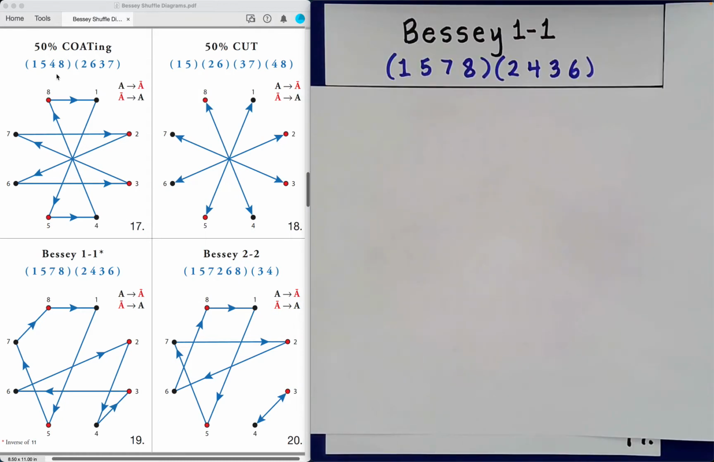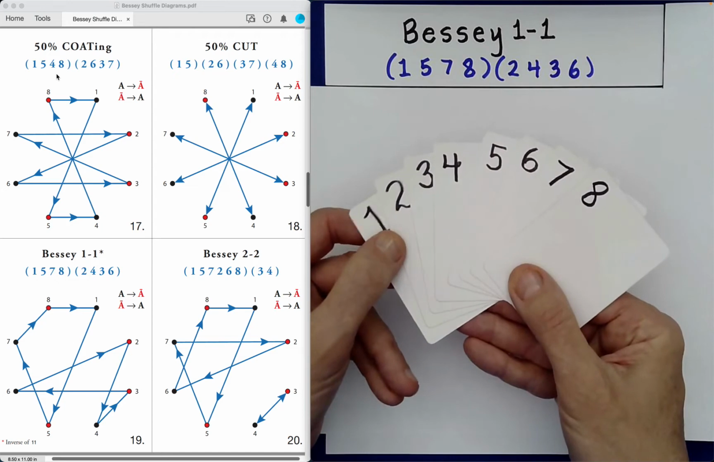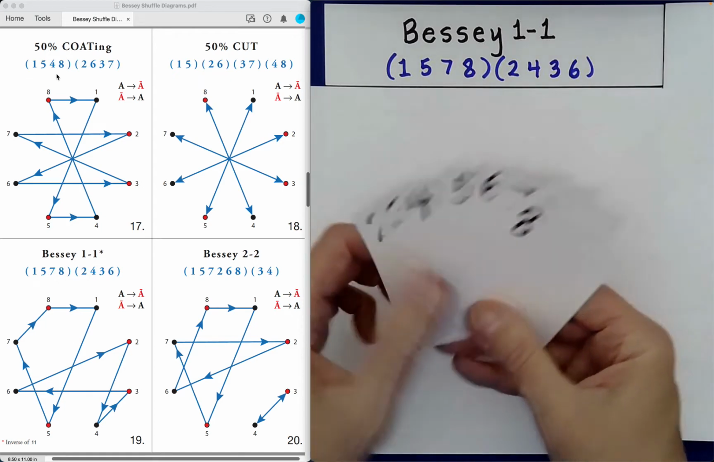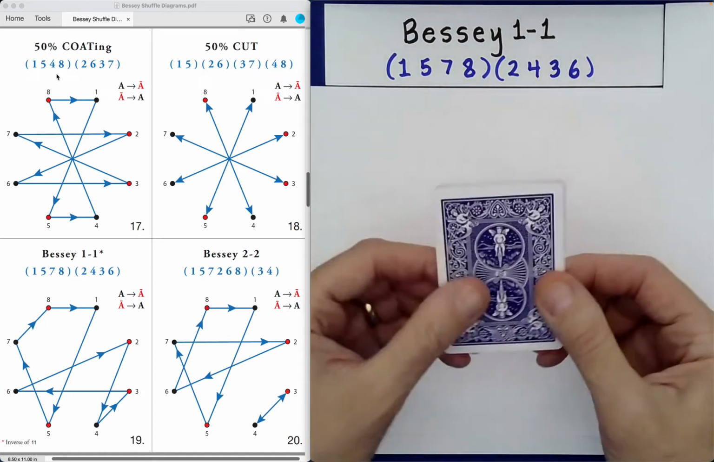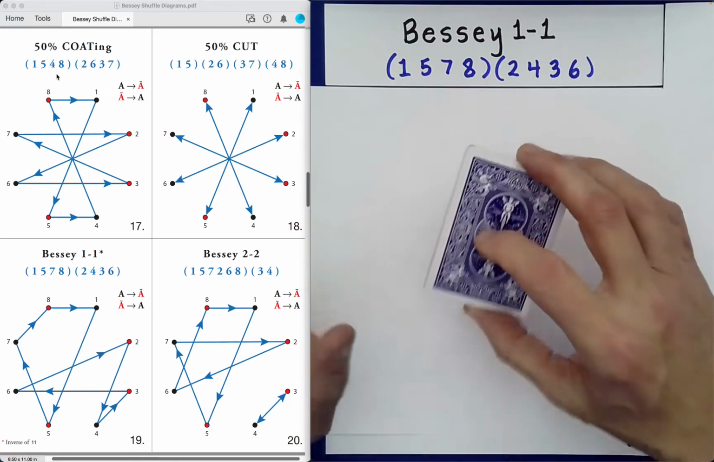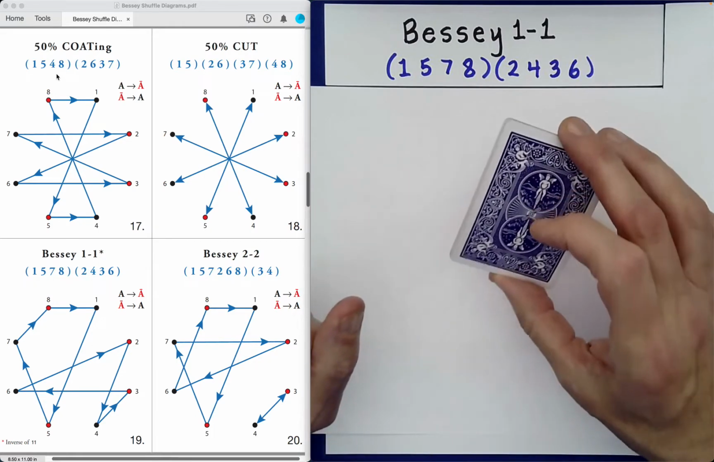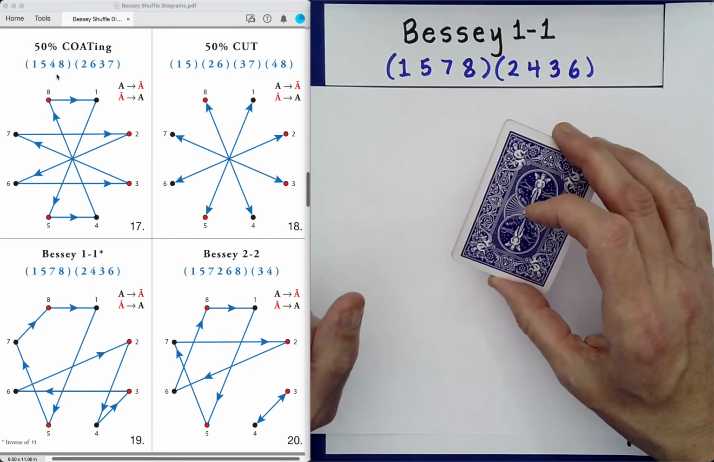Moving on to our next shuffle, which I have called the Bessey 1-1, and to my knowledge, this shuffle does not actually have a name out there in the larger world of mathematical card effects. So I needed to give it a name so that I could refer to it. So to demonstrate this shuffle, we'll begin with our ordered packet 1 through 8. And how this shuffle works is you hold the cards in what's called Biddle grip. This is called Biddle grip, B-I-D-D-L-E.